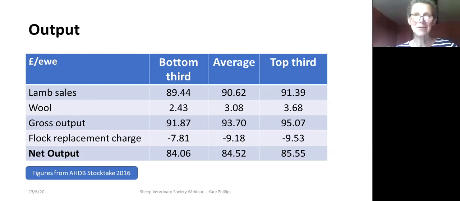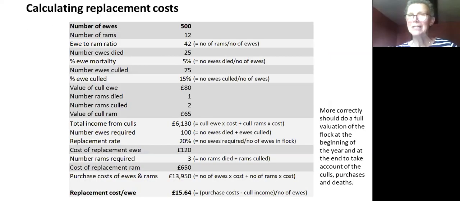Right. Okay. This one is quite an in-depth slide, but I'm going to run through it. This is a good conversation to have with your farmers because it tells you an awful lot of information. So if we have a flock of 500 ewes, that flock has 12 rams, so the ewe to ram ratio is 42.